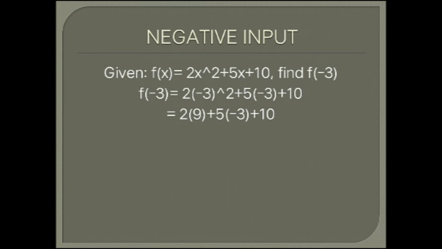First, we have to solve the numbers with exponents. So negative 3 squared equals 9. Then multiply it by 2, and you will have positive 18 for our first term. And for the second term, you will have 5 multiplied by quantity of negative 3 equals negative 15. So you will have an output of 13. Also remember, if you are having a negative input, keep in mind the rules for integer operations.